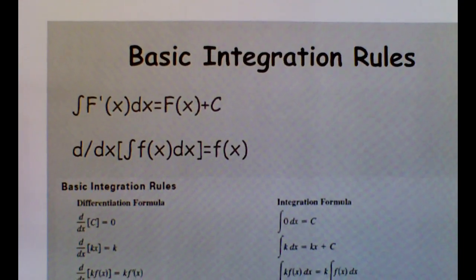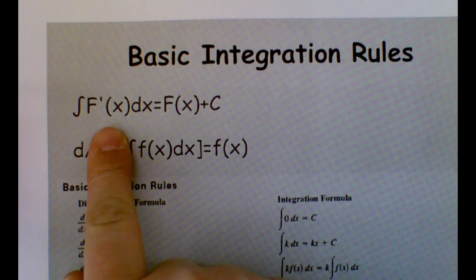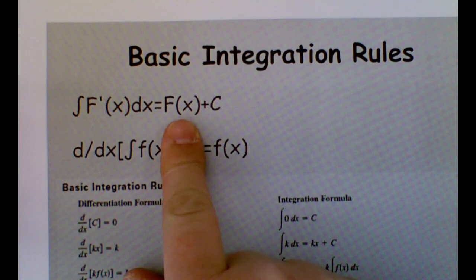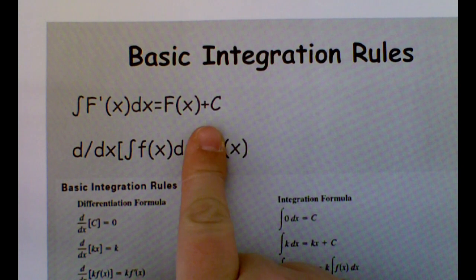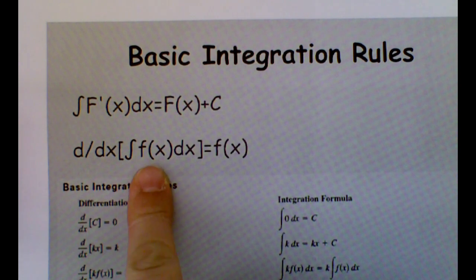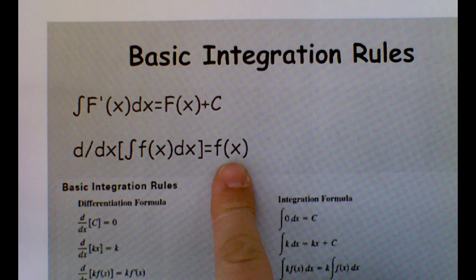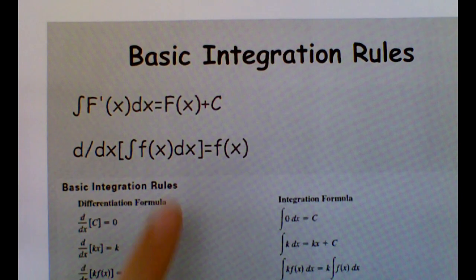So some basic integration rules, which you will fill in. The antiderivative of a derivative is just the function plus c. Okay? The derivative of an antiderivative, those cancel each other out. Derivative and antiderivative undo each other. Boom, we're left with what was inside.